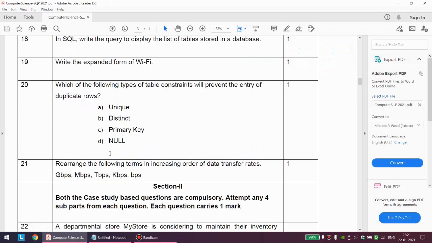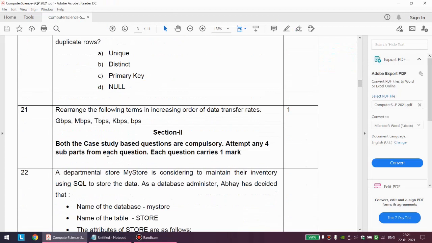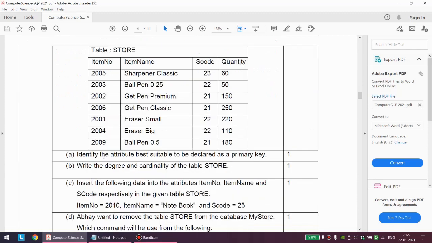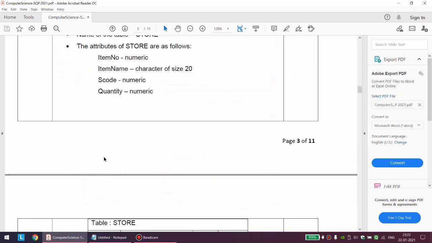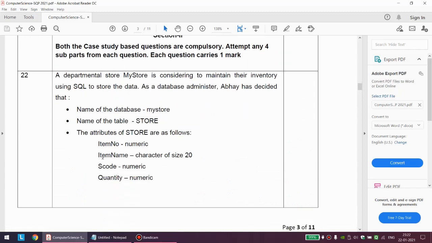So last week we saw the solution of the first 21 objective questions from this year's sample paper. Let us continue ahead with the SQL and CSV based questions for today's video. First case, question number 22.